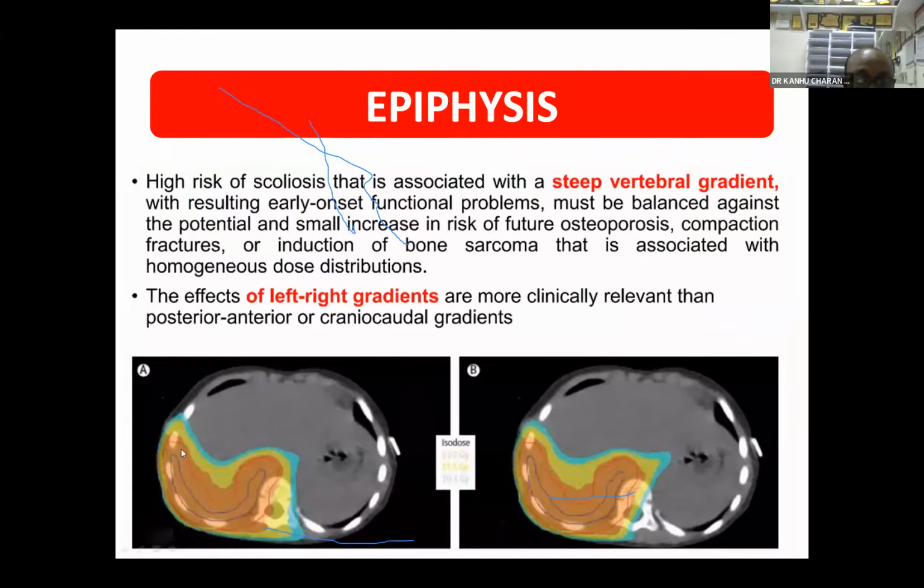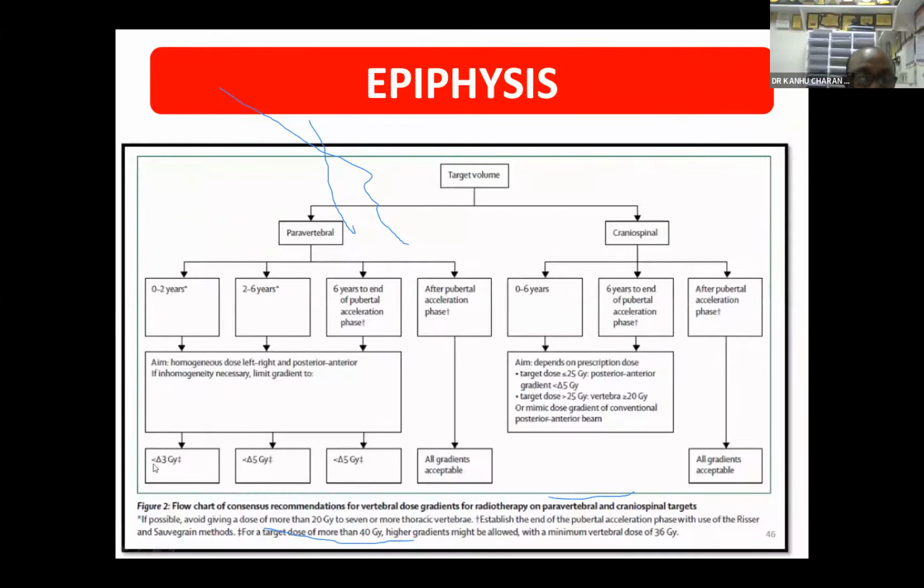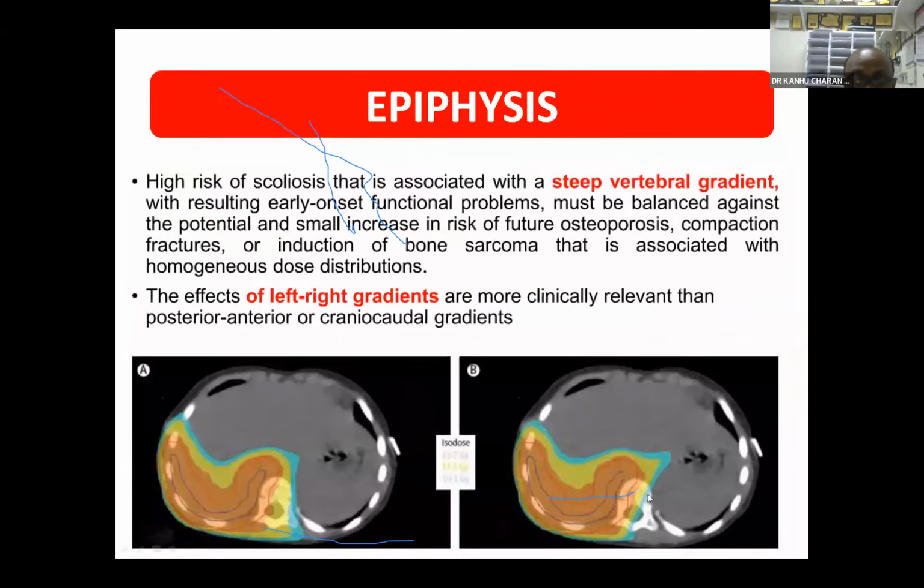If you are treating a chest wall sarcoma, people think I will go with IMRT or VMAT and decrease the dose to the spinal cord and bone drastically. Never do that. You have to treat the whole vertebra. How much dose gradient can you follow? If it is 0 to 2 years, less than 3 gray variation. 2 to 6 years, 5 gray variation. 6 to pubertal acceleration phase, 5 gray variation. But after puberty, all gradients are acceptable. So this right side is wrong. Sudden dose fall is not advisable.